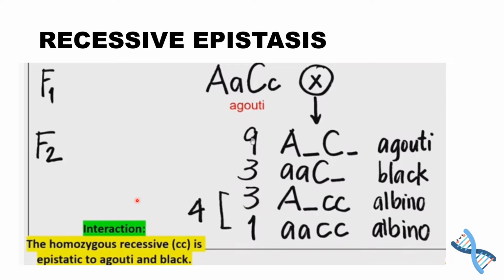So, yun lang. Tatandaan lang doon sa recessive epistasis is that basta kung may present ng homozygous recessive doon sa gene pair, it will mask the effect of the other gene. So, yun lang yung laging tatandaan doon.